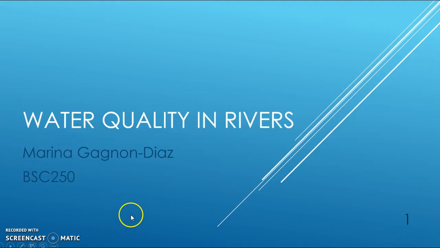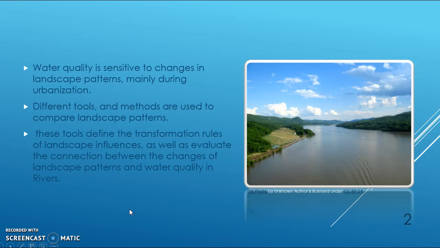Water quality in rivers. Water quality is sensitive to changes in landscape patterns, mainly during urbanization. Different tools and methods are used to compare landscape patterns. These tools define the transformation rules of landscape influences as well as evaluate the connection between the changes of landscape patterns and water quality in rivers.